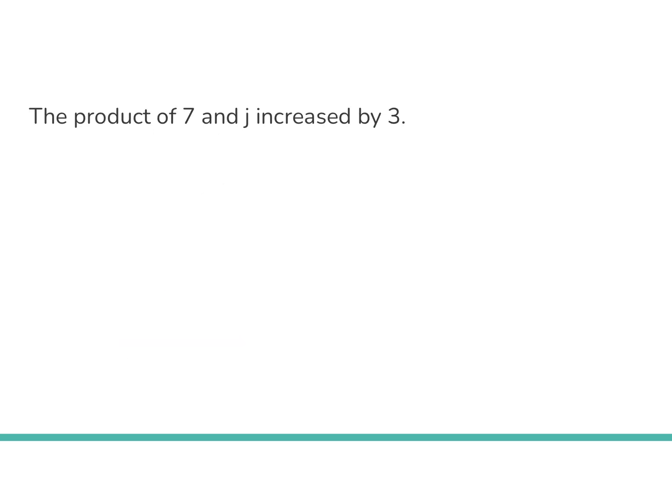Go ahead and write the expression. The product of 7 and j increased by 3. Use a variable and define it. So the product means to multiply. So I'm going to multiply 7 times j, and then it's going to increase. I'm going to add 3 more. So my final solution should just be 7j plus 3.